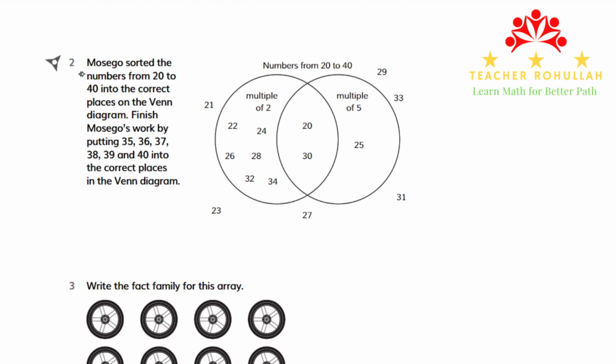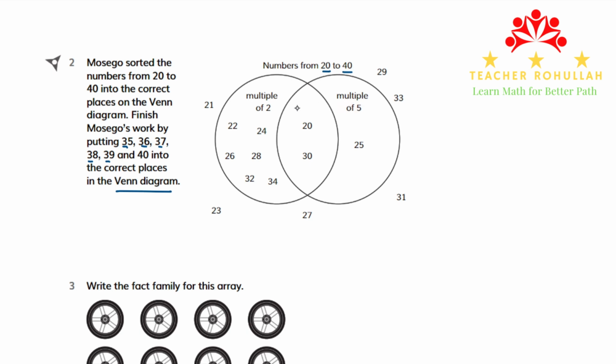In question number 2, it says, Zerk sorted the numbers from 20 to 40 into the correct places on the Venn diagram. Finish Zerk's work by putting 35, 36, 37, 38, and also 39 and 40 into the correct places in the Venn diagram, which is over here. So the title of this Venn diagram is Numbers from 20 to 40. On the left side, we have multiples of 2. On the right side, we have multiples of 5.